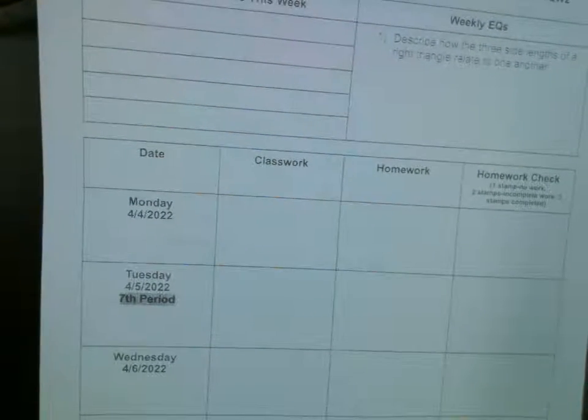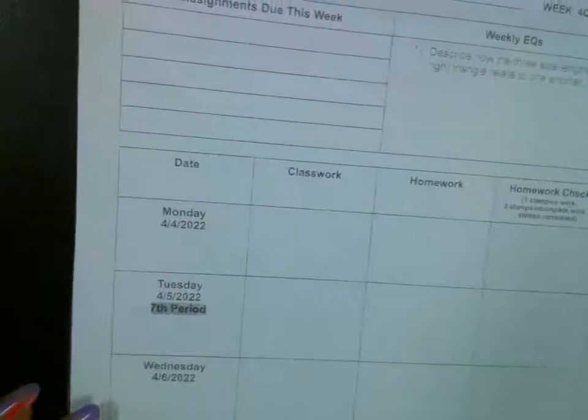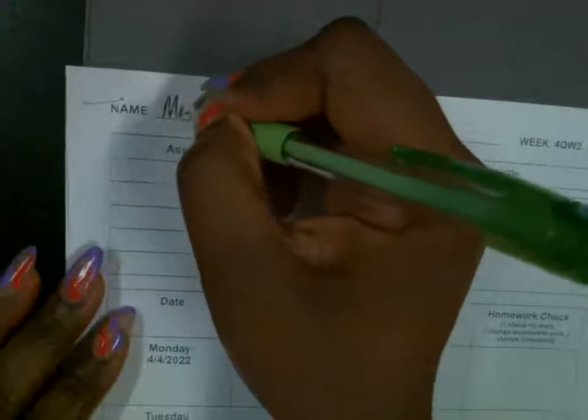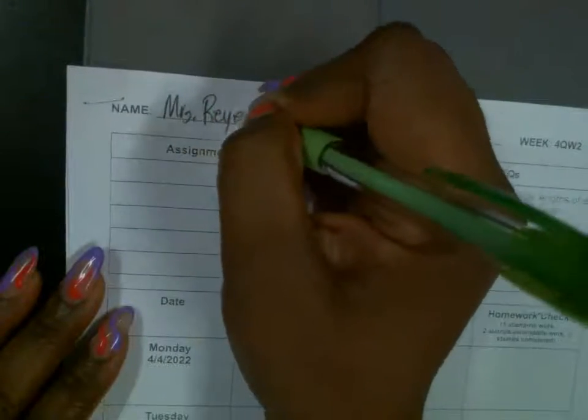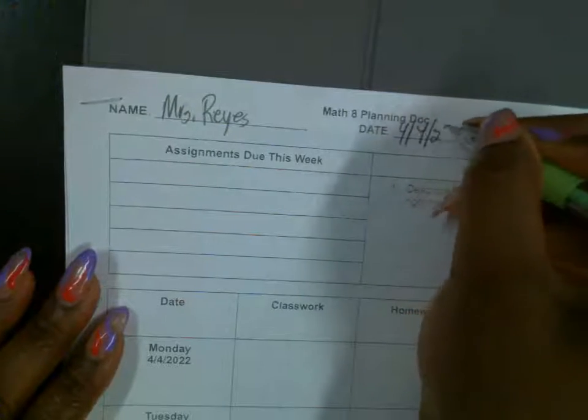Today is Monday, the 4th. If you haven't already, please put your first and last name at the top of your packet for this week. It's 4/4/22.